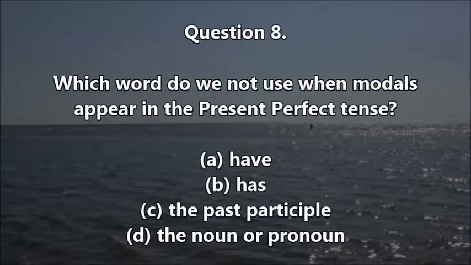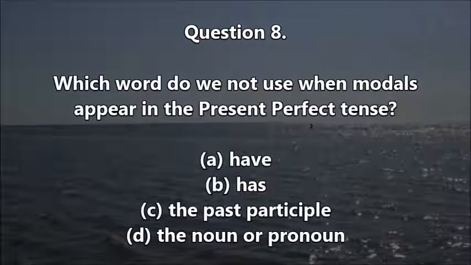On to question number 8. Which word do we not use when modals appear in the present perfect tense? A. Have. B. Has. C. The past participle. Or is it D. The noun or pronoun?